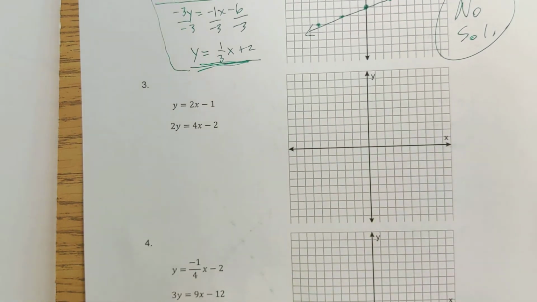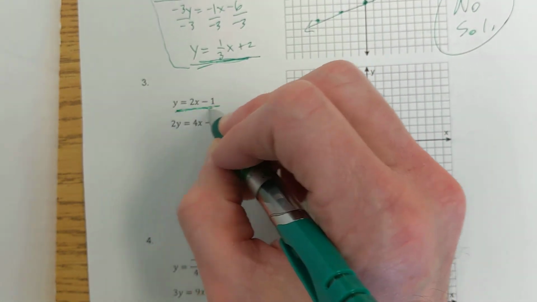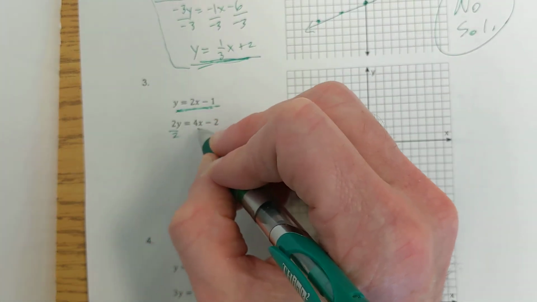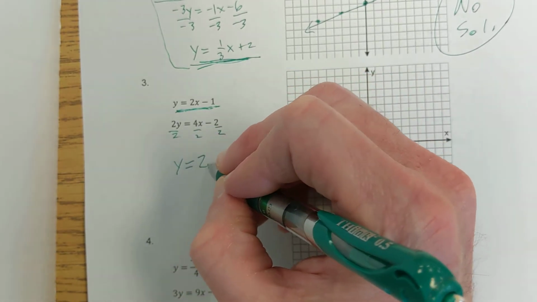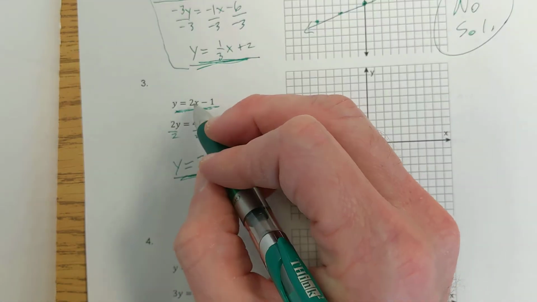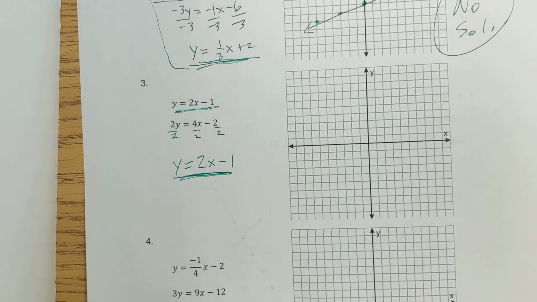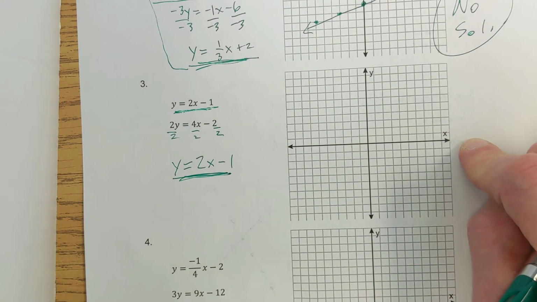All right, let's go to number 3. Again, we've got one that's not solved for y. We're going to graph this one for sure, but this one we need to divide by 2 everywhere to get y by itself. So we get 2x minus 1. So now if I look, I've got 2x minus 1 here and 2x minus 1 here. So this is our example where we have the exact same graph.